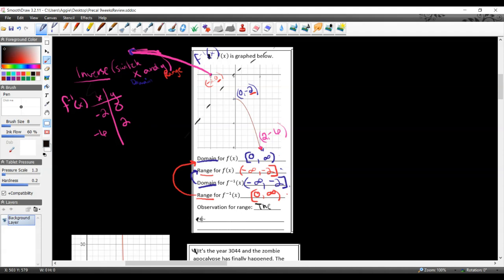the range of f inverse equals the domain of f of x. And again, the reason this works is because all we have to do is switch x and y. So this is our key thing right here.